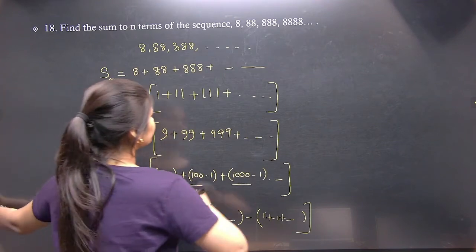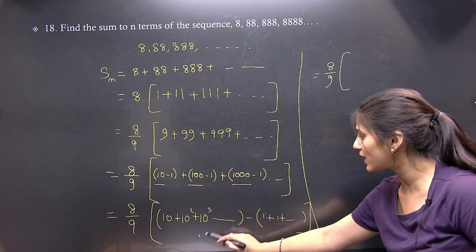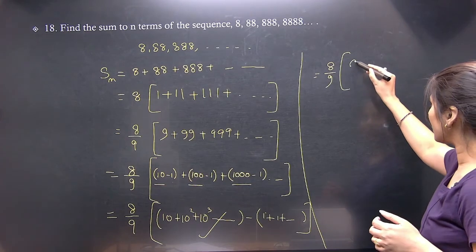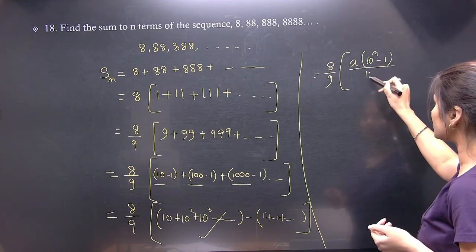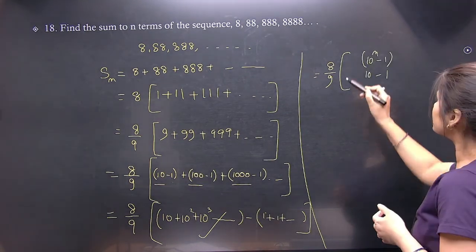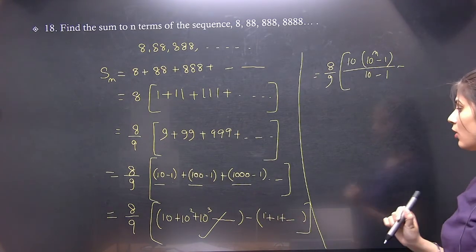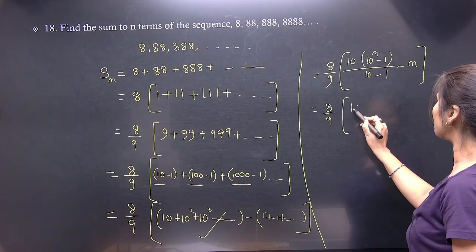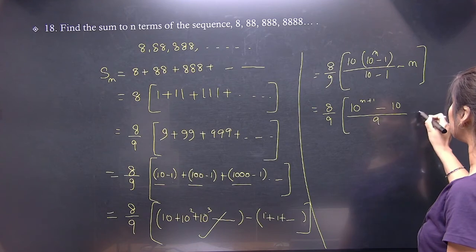Okay. Now see, it is 8 by 9, and the first bracket is a GP. So we have to find sum of n terms. So it is A, what is R? 10 square by 10 is 10 only. So R^n minus 1 by R minus 1. And first term is also 10. So it is 10 multiplied by this. Okay, minus, if we need to find the sum of 1 n times, so it is n only. So it is 8 by 9, 10 into (10^n minus 1) by 9 minus n.